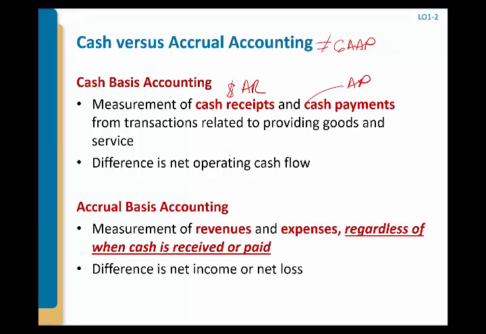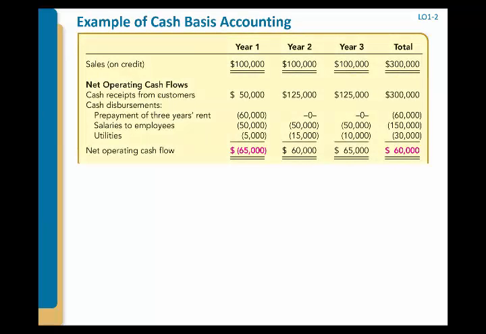Now, accrual basis of accounting, that is GAAP. GAAP is generally accepted accounting principles, and we'll talk more about that in another lecture. But that is where we're measuring the revenues and expenses. We don't care when they were received. GAAP used to provide that revenues were recorded when earned and expenses when incurred. But you will note as we progress through our discussion of GAAP that this has changed a bit. Not major, but there have been some modifications.